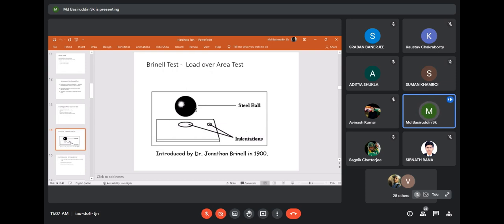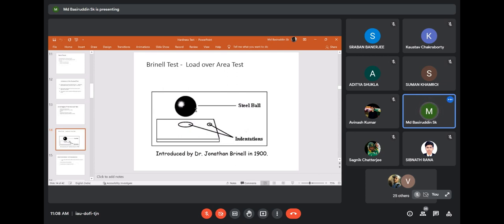Now the second testing process is the Brinell test. This particular test has been developed by different scientists, and here also the process is more or less the same, but the way we represent the hardness values is different compared to Rockwell. Because in Rockwell, if we just take the reading of the dial, then people can understand which material is hard and which is soft. But here the measurement technique is different.